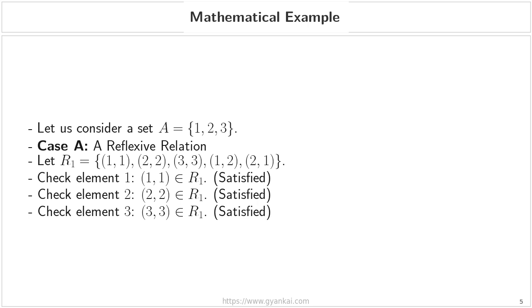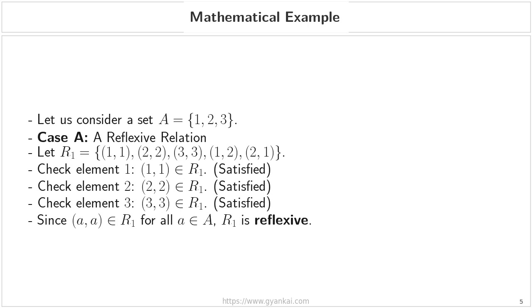The pair (2,2) is also present. Finally, we check element 3. The pair (3,3) is present as well. Because every single element in set A is related to itself, we can conclude that R1 is a reflexive relation. Note that the extra pairs, (1,2) and (2,1), do not affect the reflexivity. They are simply additional relations.